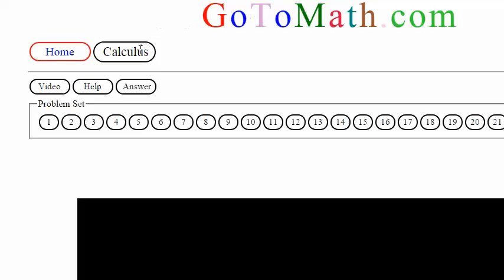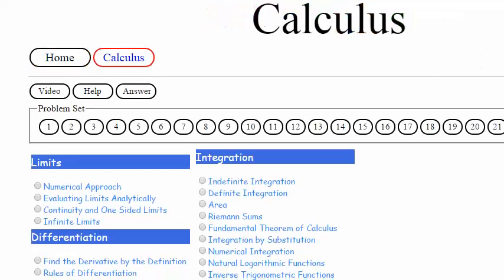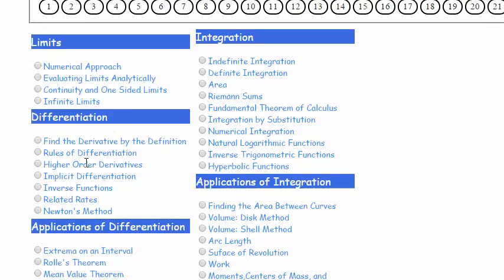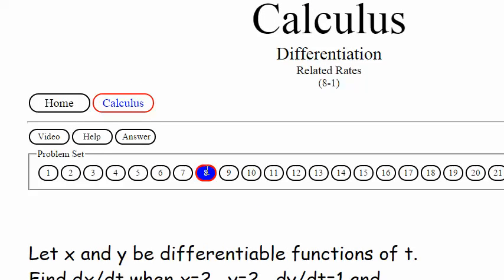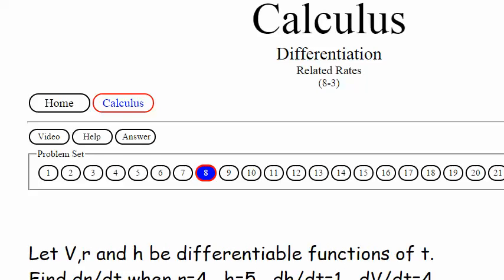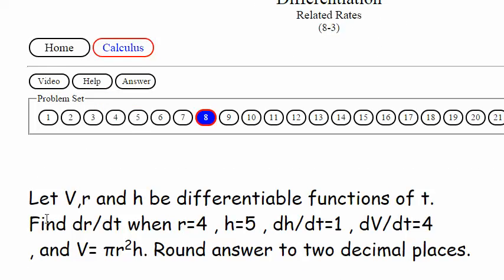Or go to math.com. Let's click calculus there because that's what we're doing. And related rates, I believe we're doing 8-3. If I can get it to come up, I know it's there. There it is. Let v, r, and h be differentiable functions of t.